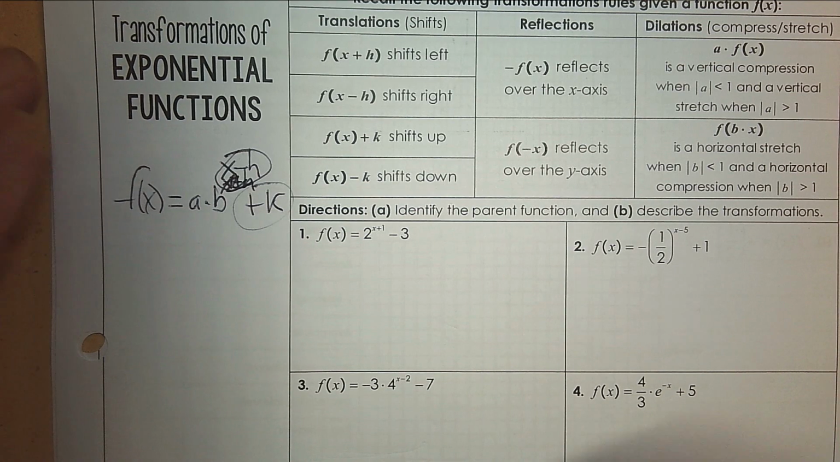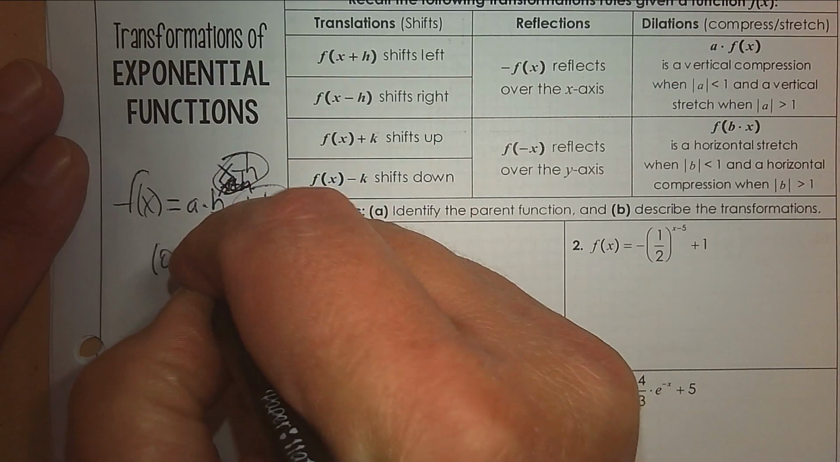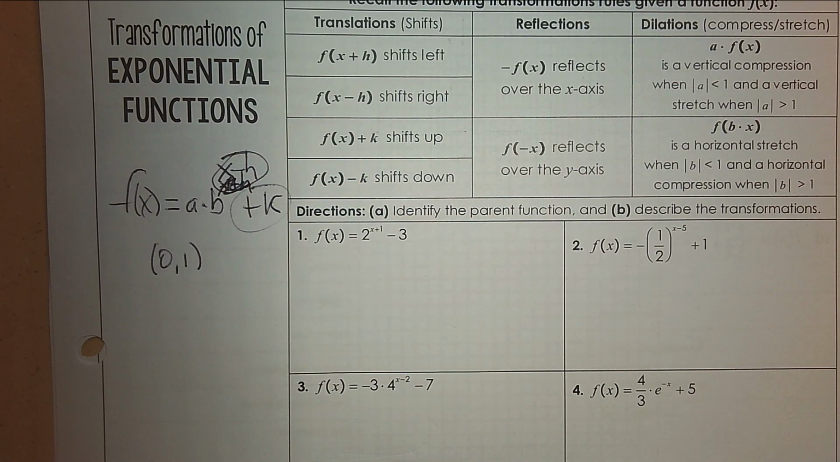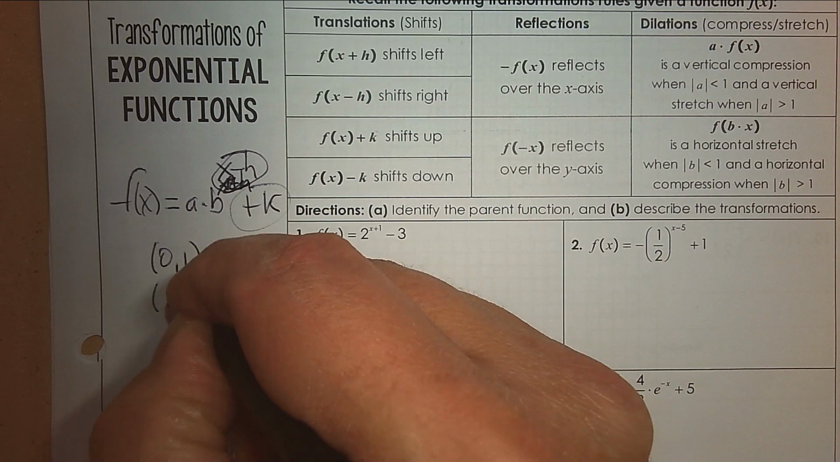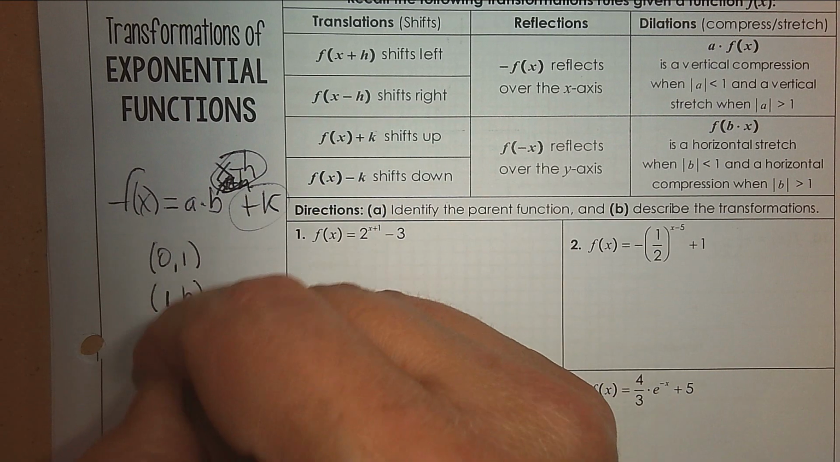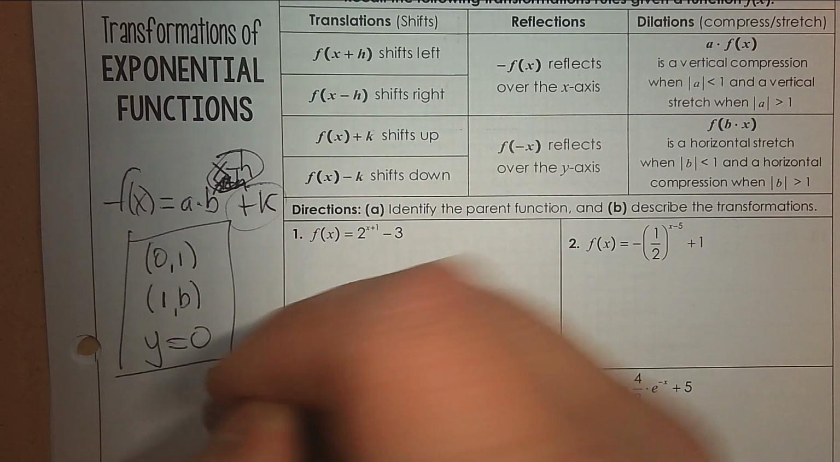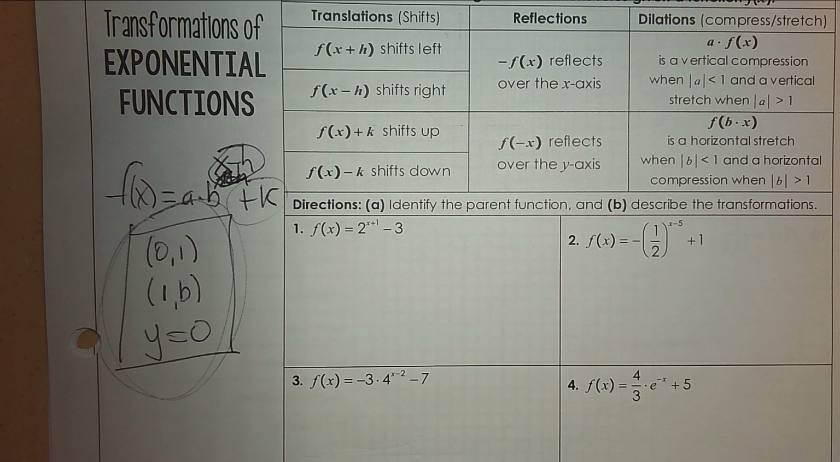Whatever it is, you're going to start with 0 and 1, because does it matter what the base is? For a parent, it always starts with 0 and 1. The second one is, if you plug in 1, the answer is the base. And lastly, you're going to write down y equals 0. So when I go to these questions, and I'm eventually going to graph them, this is what I'm going to start with, and then I'm going to change the 2 points, and change the asymptote, and then go to my graph.